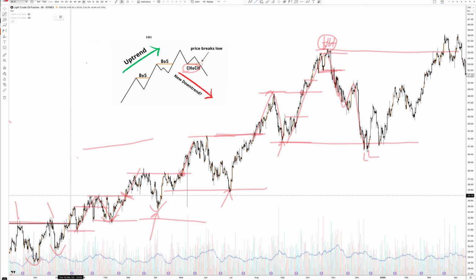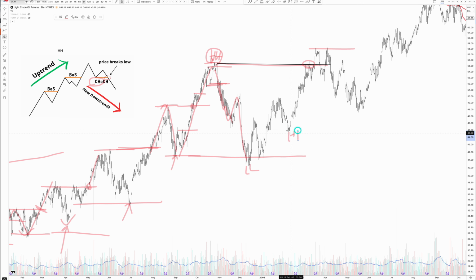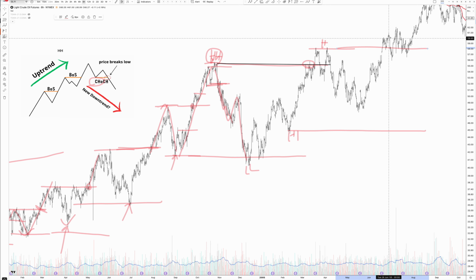So this becomes a higher low. That's our new higher low. And that's our new higher high. We break that, we get a new higher high. This becomes a new higher low. So the market structure continues on. So where we have is this.